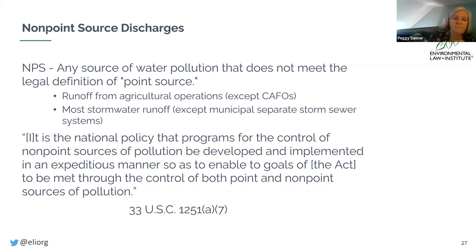But that's not all. We have the world of non-point sources. In effect, these are any source of water pollution that does not meet the legal definition of point source. Pretty broad, not too many boundaries there. But two non-point sources are the ones that receive most and very deserved attention. One is agricultural operations, leaving aside the animal operations I mentioned a moment ago, but also most stormwater runoff.